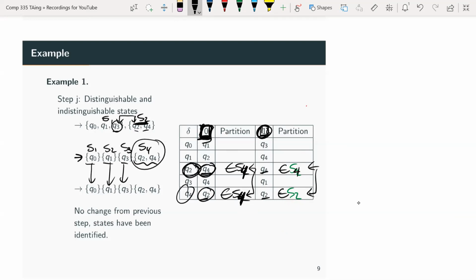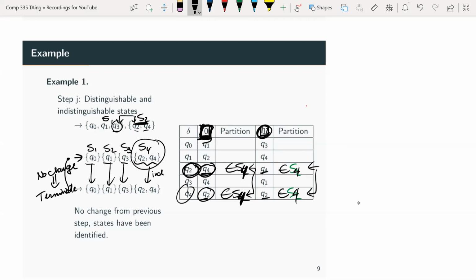When they read symbol 0 and symbol 1, they go to the same spot. So it shouldn't surprise you that this is again partition S4. For each symbol, they go to the same partition, meaning that, again, they are indistinguishable, so they stay together. And as soon as there is no change in this step-by-step algorithm, you terminate the process and you essentially stop. So the minimal states have been identified.